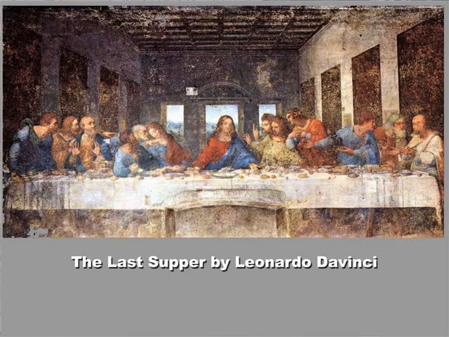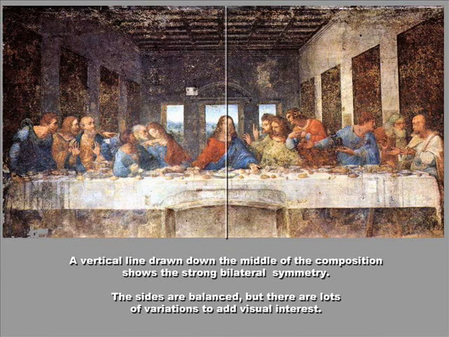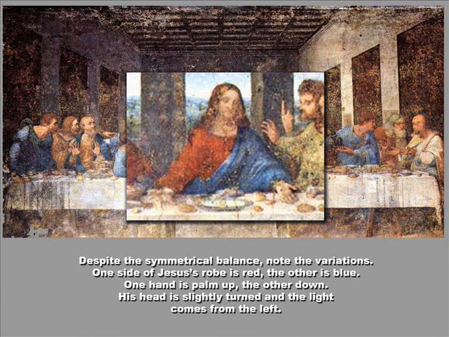There is no greater example of classical design than Leonardo da Vinci's The Last Supper. A vertical line down the center reveals the beautiful symmetrical balance, but the two sides are not identical, and it is the variations that add such compelling visual interest. The central figure of Christ shows this notion of variation within symmetry. Red on one side, blue on the other, one hand palm down, the other palm up, head slightly turned, and one side more in light and the other more in shadow.